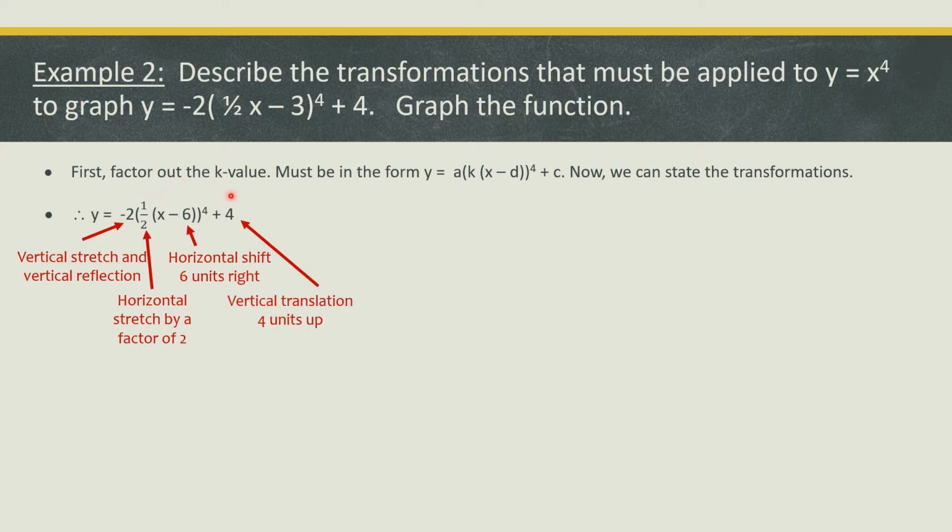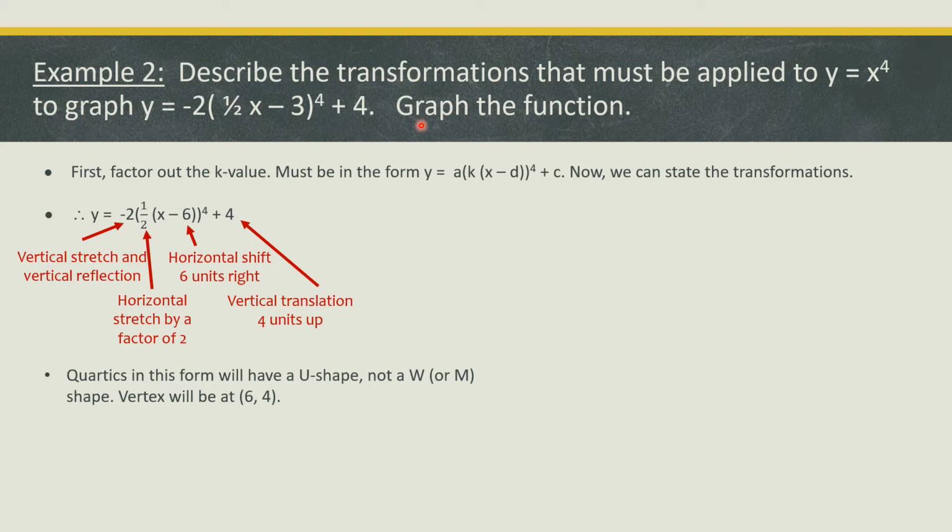It's a vertical translation 4 units up. So we've described all the transformations. The question didn't say in order, but in order, remember, you have to do multiplication and division before you do addition and subtraction. Now we have to graph the function.